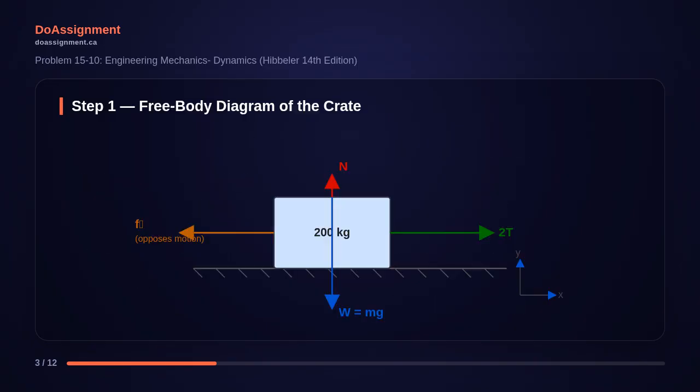Here is the free body diagram of the crate. The weight W equals m times g acts downward, and the normal force N acts upward. Because the cable is doubled, 2 segments attached to the crate, the net horizontal pulling force is 2T directed to the right. Kinetic friction opposes motion and acts to the left.